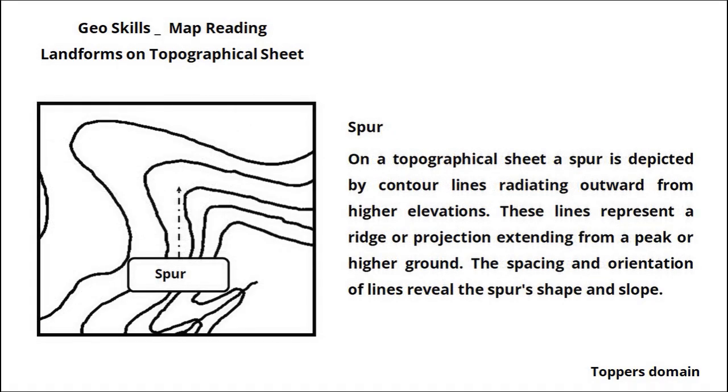Moving on to the spur, on a topographical sheet a spur is depicted by contour lines radiating outward from higher elevations. These lines represent a ridge or projection extending from a peak or higher ground. The spacing and orientation of lines reveal the spur's shape and slope.